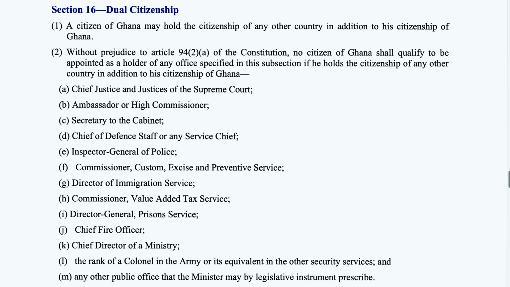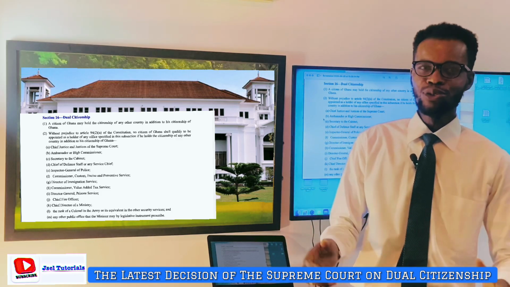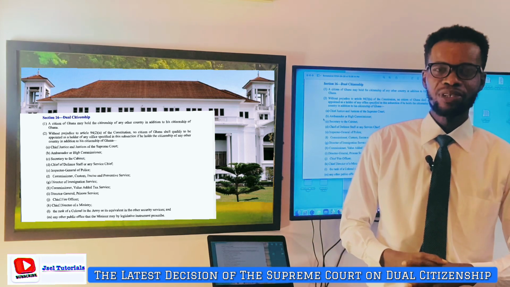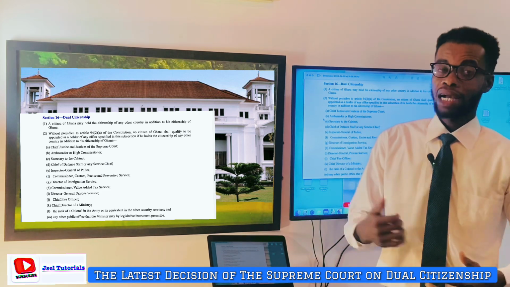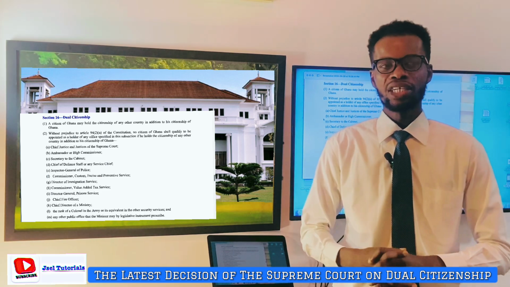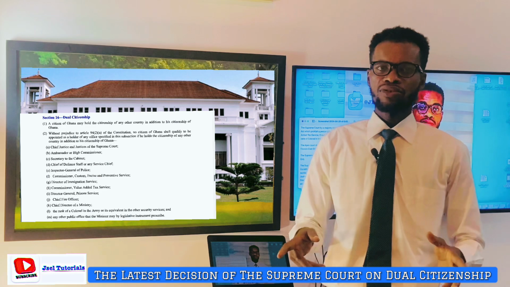So an ambassador or high commissioner can hold, Secretary to the Cabinet, Chief of Defense Staff, or any service chief, Inspector General of Police, Commissioner of Customs, Excise and Preventive Service, so the rank of a colonel in the army or its equivalent in the other security services. So that has been clearly stated over here. So these people can hold dual citizenship per the new ruling of the Supreme Court. So we have to check those examples given in our textbooks and the various articles that we have, and we need to change them. So the ruling is simple, the ruling is straightforward.